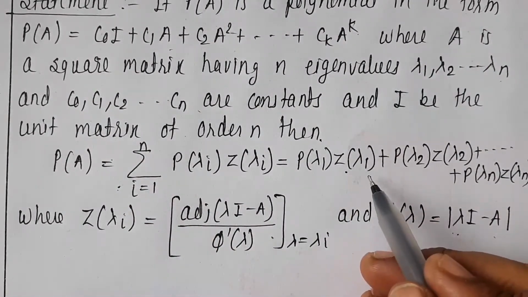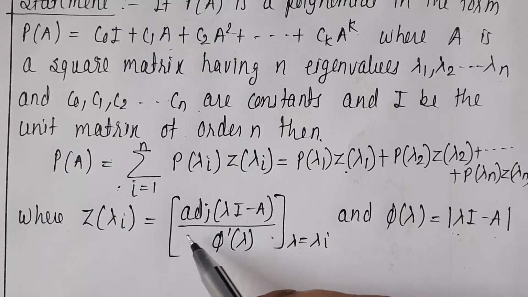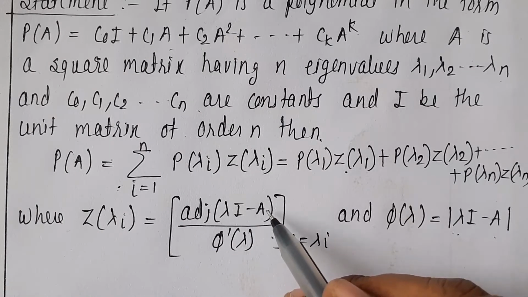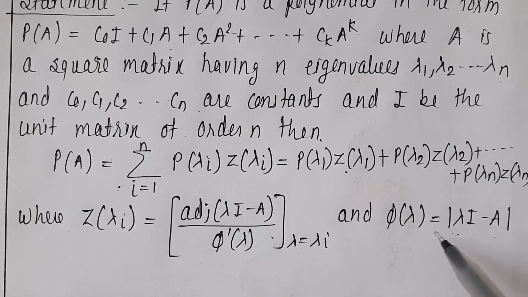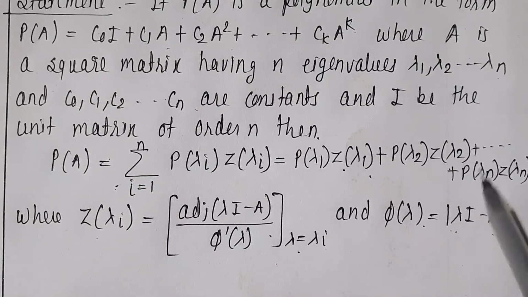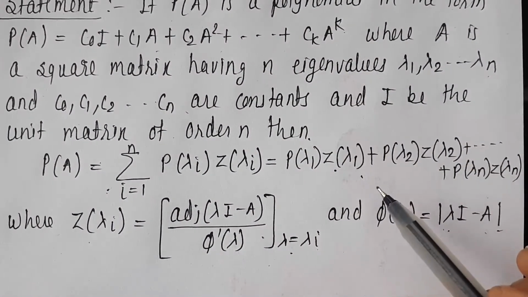Next, to find out Z of lambda, what we want is adjoint of lambda I minus A. So find out adjoint of lambda I minus A and find out the derivative of this phi of lambda, because this will be the equation in terms of lambda. So find out its derivative with respect to lambda and then put lambda equal to lambda 1, lambda 2, lambda 3. Correspondingly, you will get Z of lambda 1, Z of lambda 2 and Z of lambda n. So in this way, we have to use this Sylvester theorem.